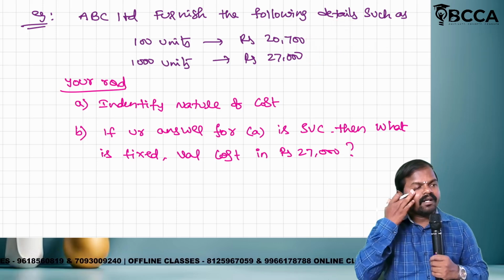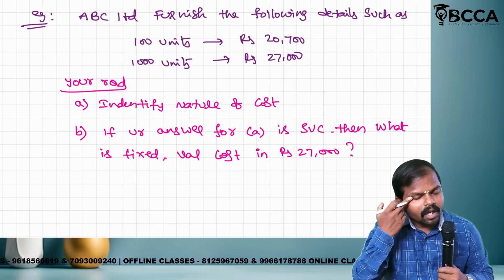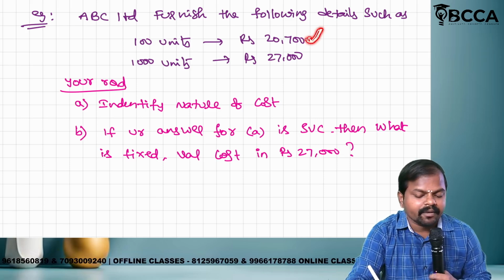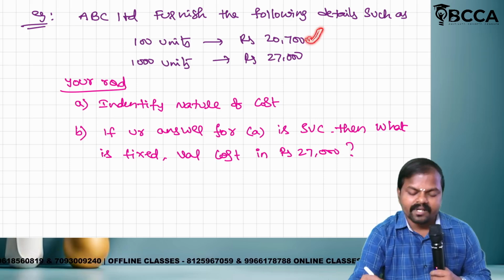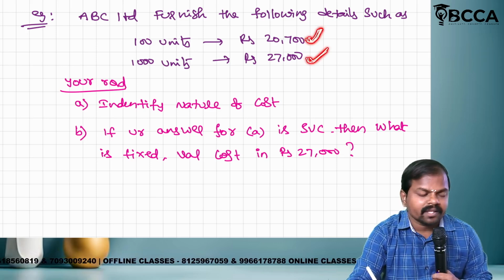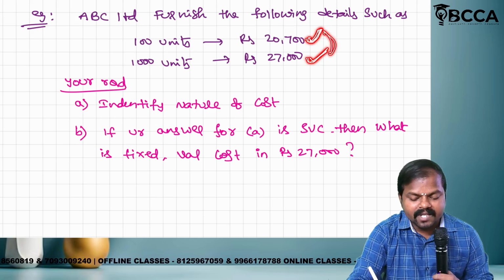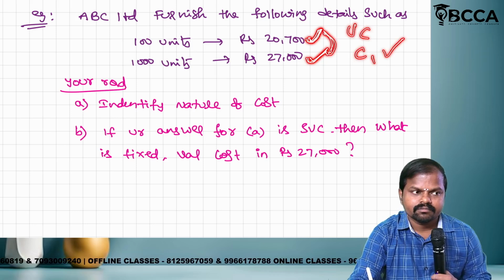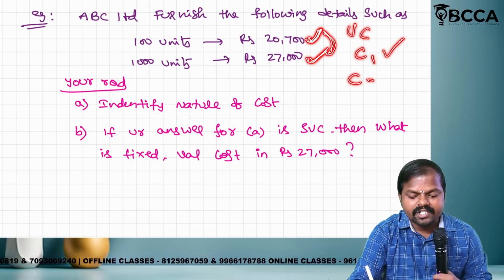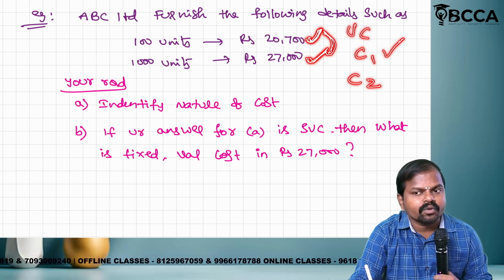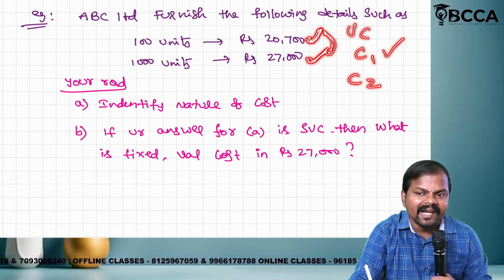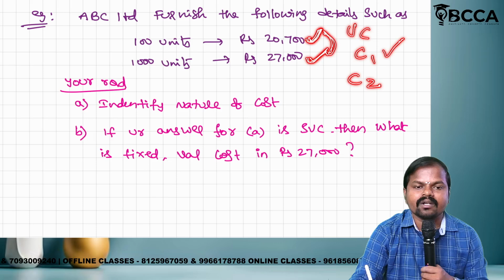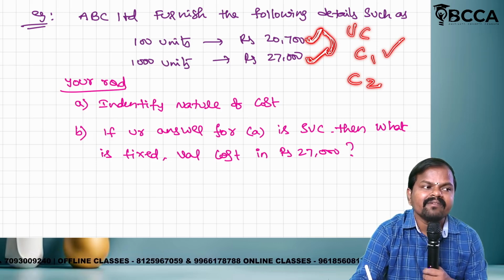Condition number 1: cost in totality. What is the cost at 100 units? 20,700. What is the cost at 1000 units? 27,000. Changed. Variable cost condition 1 passed. Condition 2, if it is passed, we can conclude that it is a variable cost. If condition 2 failed, we can conclude that it's not a fixed cost and not a variable cost. Therefore, it is a semi-variable cost.